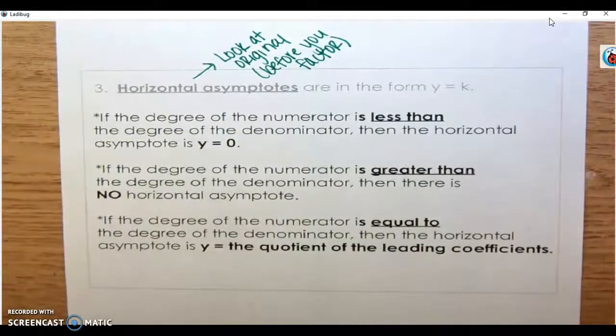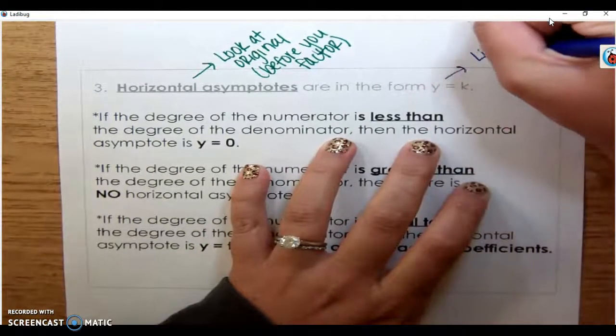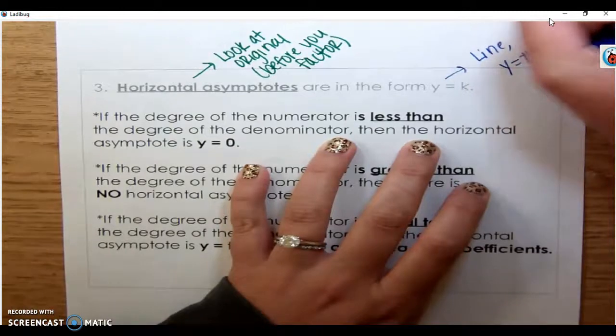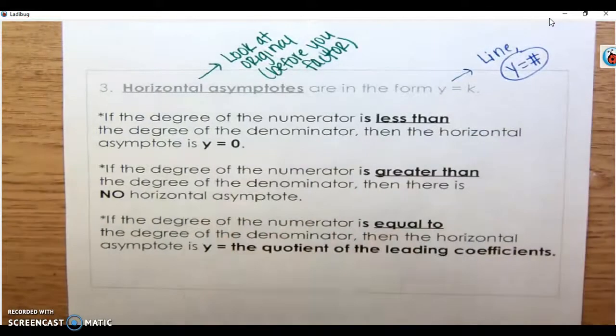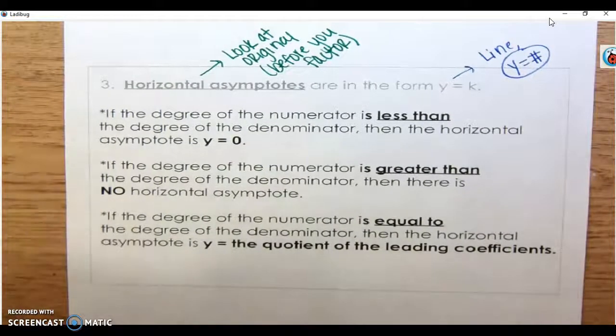Okay. Horizontal asymptotes, just like vertical asymptotes, are a line. So since it's a line, it should be in the form y equals a number. Make sure you always have the y equals to represent that it's a line. So we have 3 rules here. First rule says if the degree of the numerator is less than the degree of the denominator, then the horizontal asymptote is y equals 0.